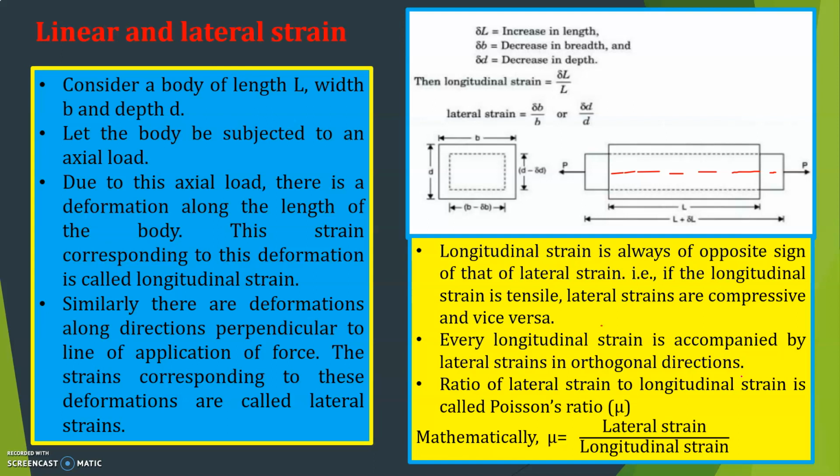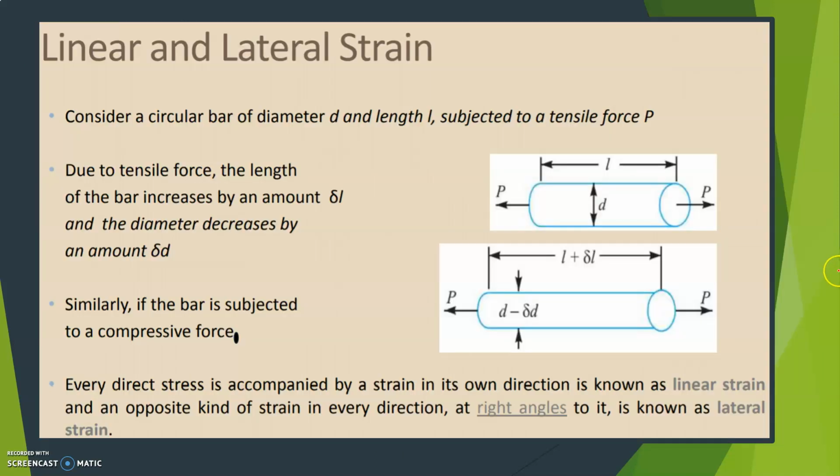So this ratio of lateral strain to the longitudinal strain, or linear strain, is called Poisson's ratio. How can you define Poisson's ratio? It is the ratio of lateral strain to the longitudinal strain. Longitudinal strain is also called linear strain. Okay, so we will take one more example.